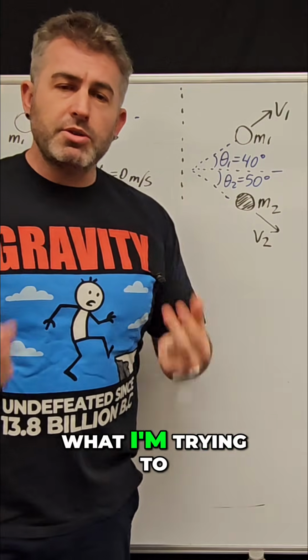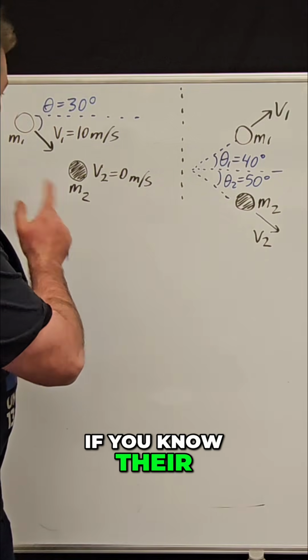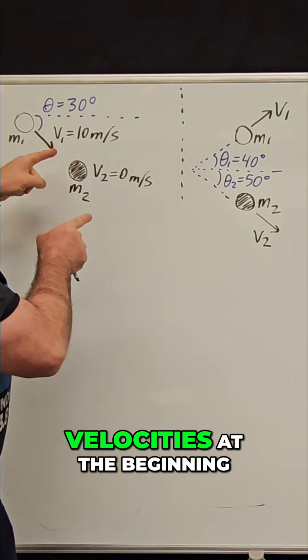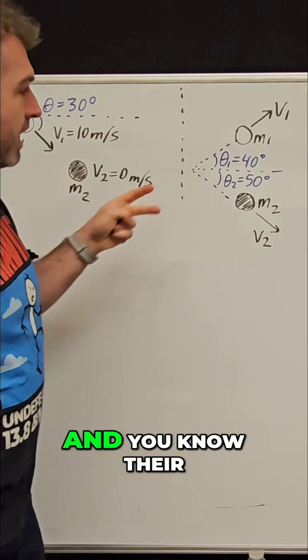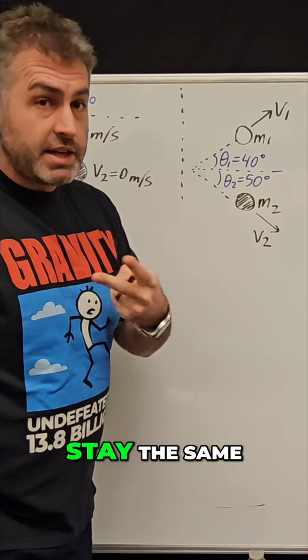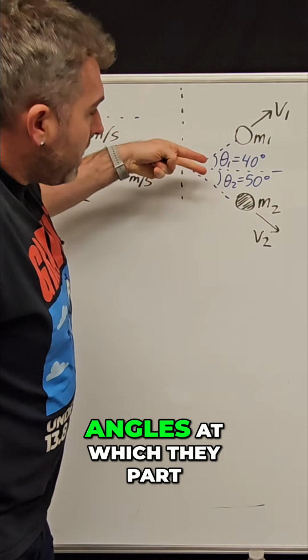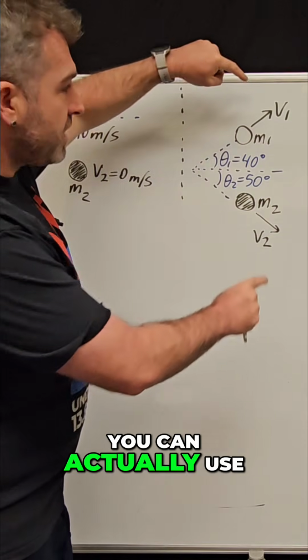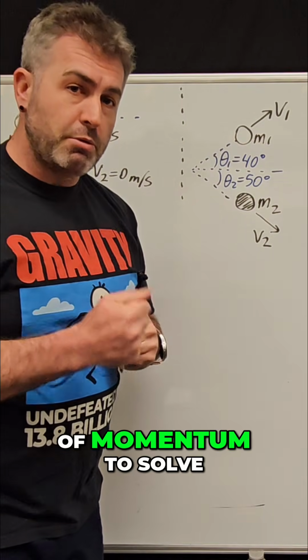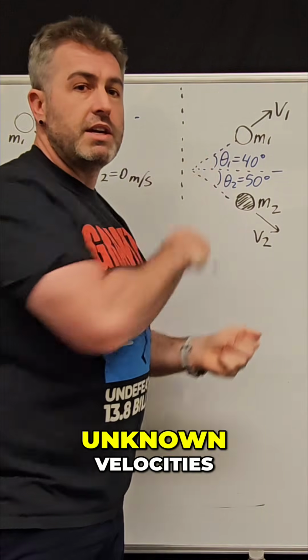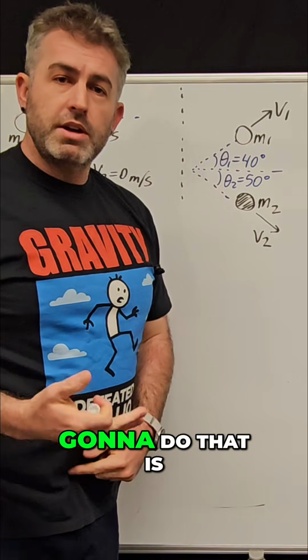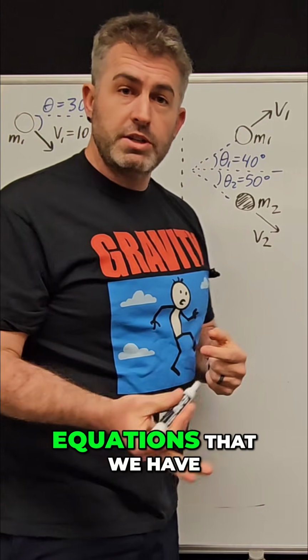And so what I'm trying to show here is if you know their masses and their initial velocities at the beginning, which we do, and you know their masses after the collision stay the same, and you know the angles at which they part, you can actually use the law of conservation of momentum to solve for both of these unknown velocities. And the way we're going to do that is we're going to use two equations that we have.